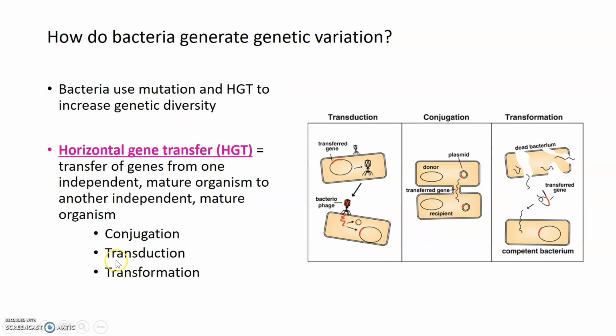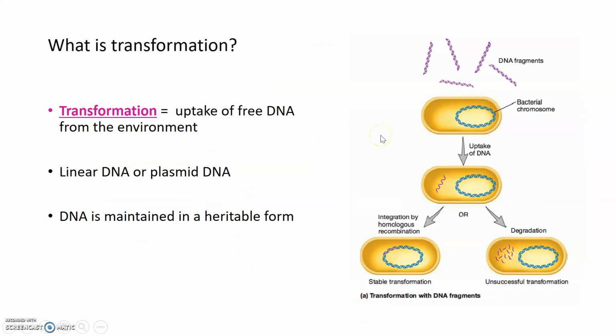We talked about conjugation last time, and today we're going to focus on transformation, which is the uptake of free DNA from the environment into a bacterial cell. This DNA can be either linear, as you can see here on the right, or plasmid DNA. DNA can be found in the environment for a variety of reasons, one of which is dead or lysed cells. When cells lyse or die, they can release DNA into the environment. And if bacteria are capable, they can actually take up that DNA into themselves.